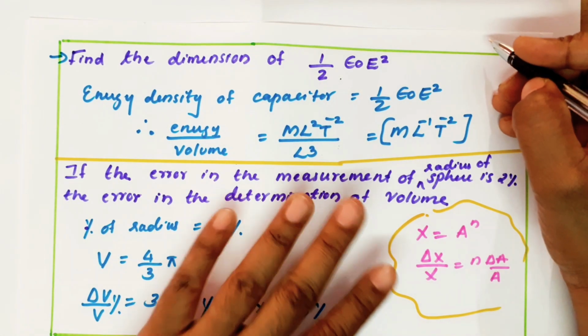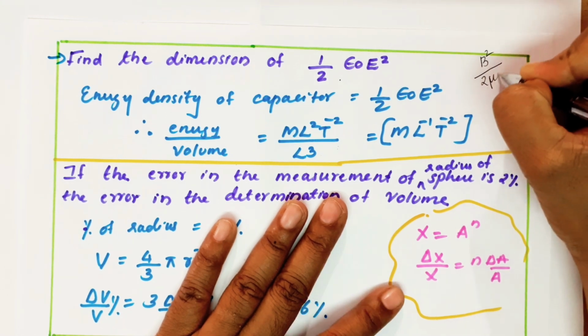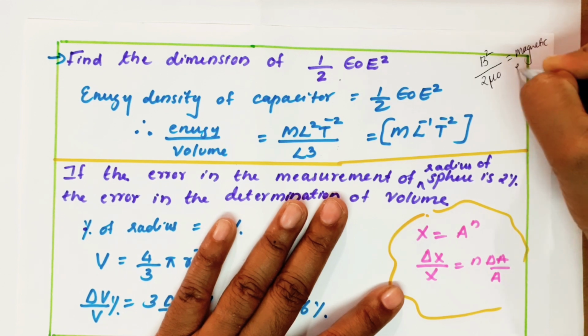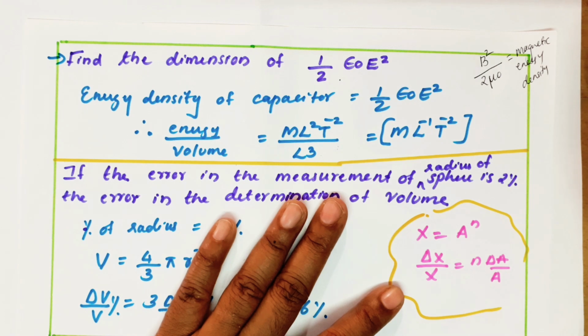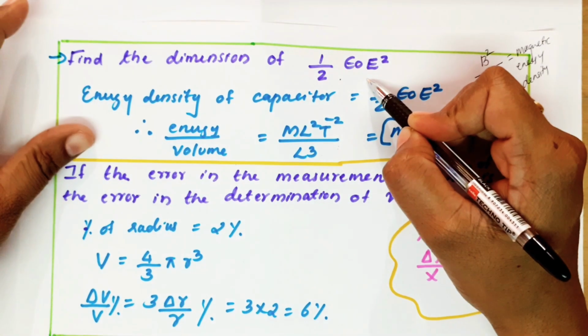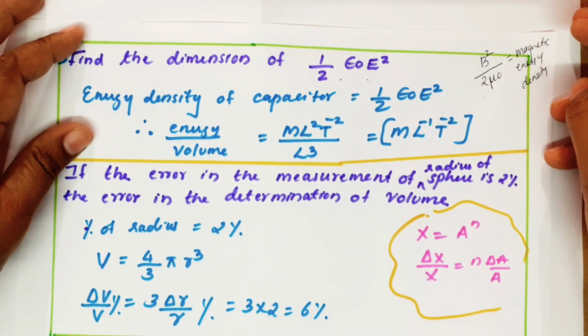Same like that, one more term is there. I think you know that B square by 2 mu naught is called the magnetic energy density. These equations are very simple to remember: half epsilon 0 E square for electric energy density, and B square by 2 mu naught for magnetic energy density. I got it.